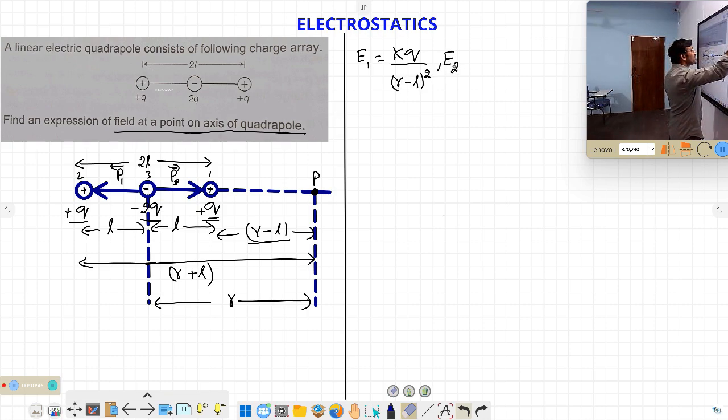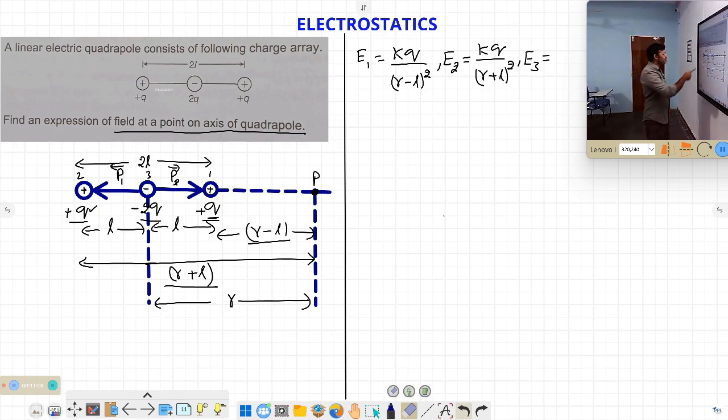Similarly, the electric field due to the second charge has the same formula, 1 by 4 pi epsilon, charge q by the square of the distance. The second charge is plus q and the distance is R plus L, so I can write R plus L whole square. Next, the third one, E3, from the third charge, which is minus 2q. The distance is R, so I can write k into 2q by R square. You can take the minus in the charge, or you can take the minus in the derivation.